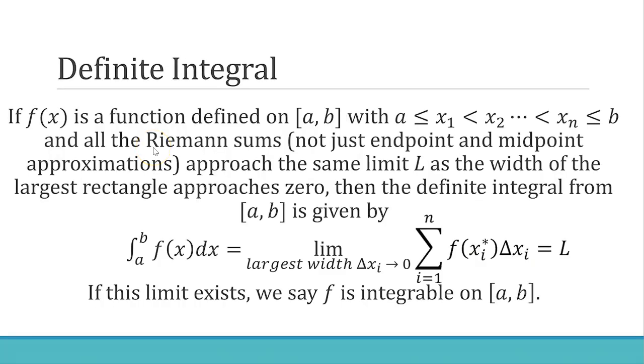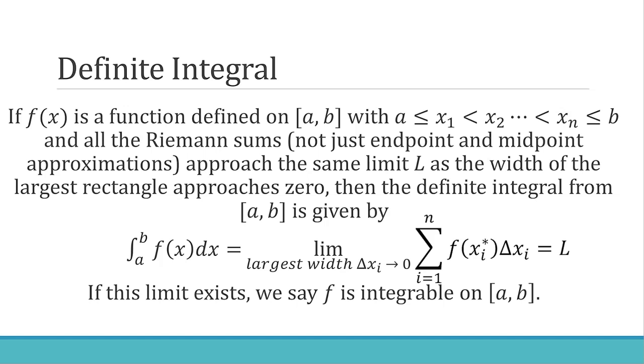Now we needed the idea of Riemann sums to talk about the formal definition of a definite integral. So what we have here is if a function is defined on this interval from a to b, with the interval from a to b broken up at these values, x1, x2, up to xn, and all the Riemann sums, not just the endpoint and the midpoint approximations, but any possible Riemann sum, so any collection of rectangles used to approximate the area, if all of those Riemann sums approach the same limit, L, as the width of the largest rectangle approaches 0, I'm going to pause right there for a second.